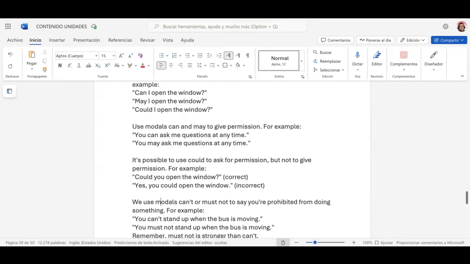But to answer those questions, when someone asks us for permission, we can only use can and may, but not could. If someone asks you, could I borrow your pencil? You cannot say, you could borrow my pencil. You need to say, you may or you can. We cannot use could to answer those kinds of questions.